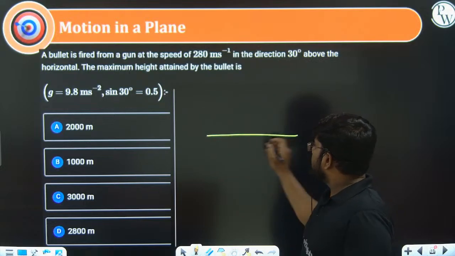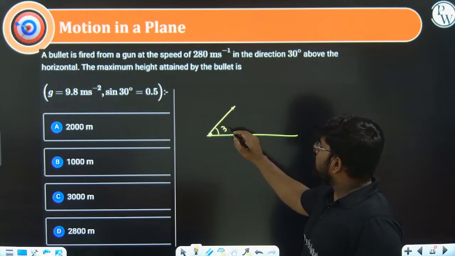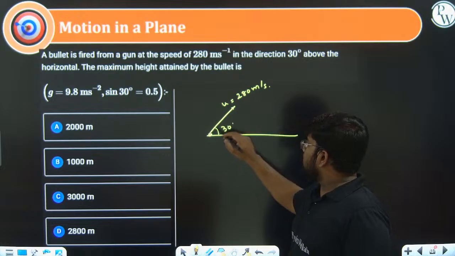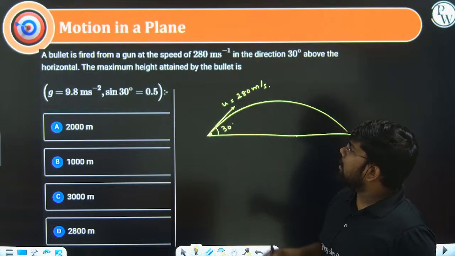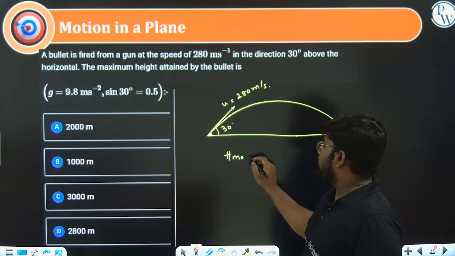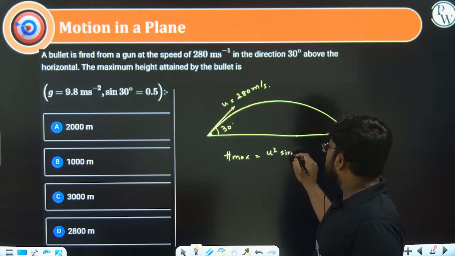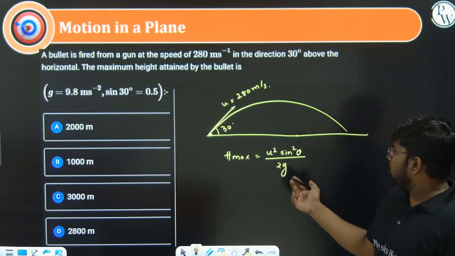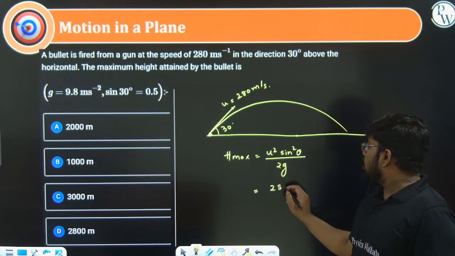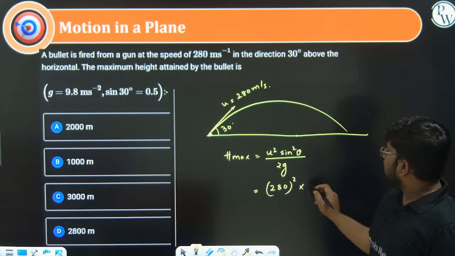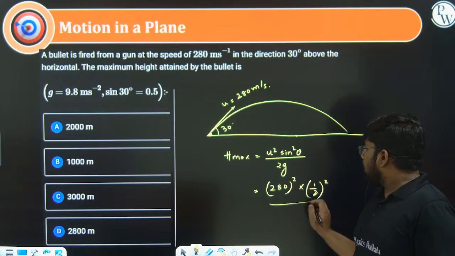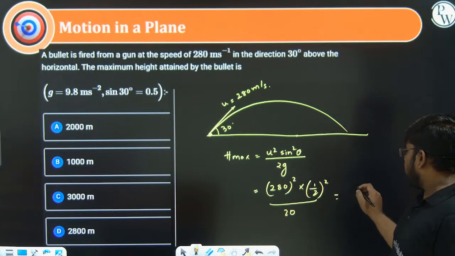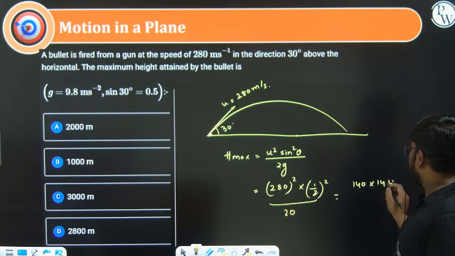So we have oblique projectile motion where angle is given and speed is given. Can you expect any question easier than this? They're asking H max. What is the H max formula? u square sine square theta by 2g. That's it. They have given the values, we just have to take care. 280 square into sin 30, which is 1 by 2, whole square by 20. Just the solving part here. We send this 2 inside, 140. So 140 into 140 by 20.